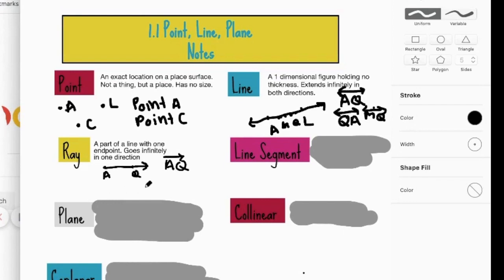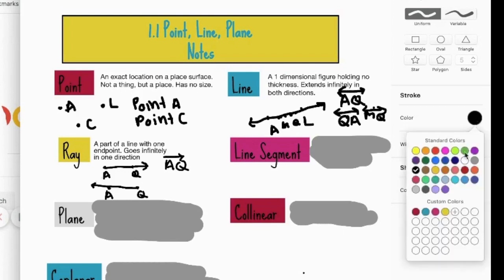A different ray that I could have made, which would be different from this one, would be, what if Q was my endpoint instead of A? So what if it ended at Q and kept going forever in the direction towards A? So the way that we would name this ray is we always start with the endpoint.